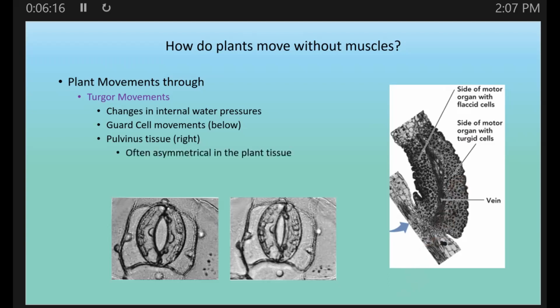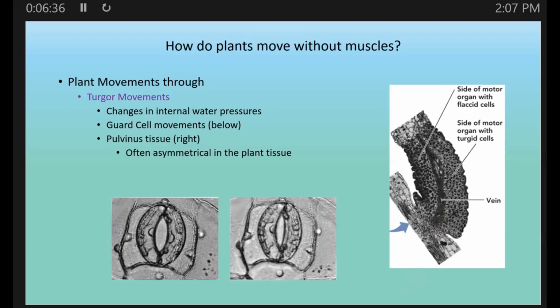And so often, I'll show you some examples. Often it's an asymmetrical thing where, like in the case of the pulvinus, one portion of the pulvinus is swelling up and getting good pressure and the other part isn't. And that's what's allowing the petiole to kind of tilt and move in certain directions.